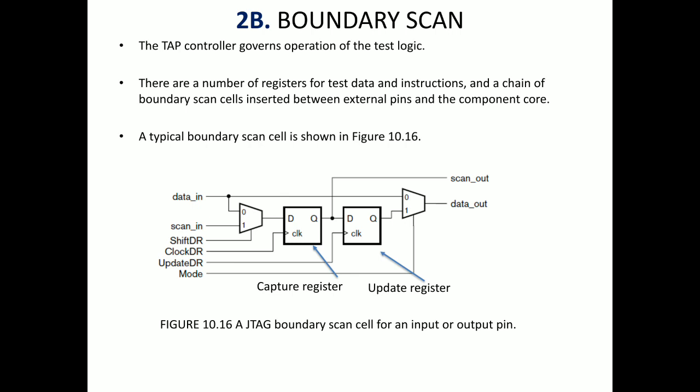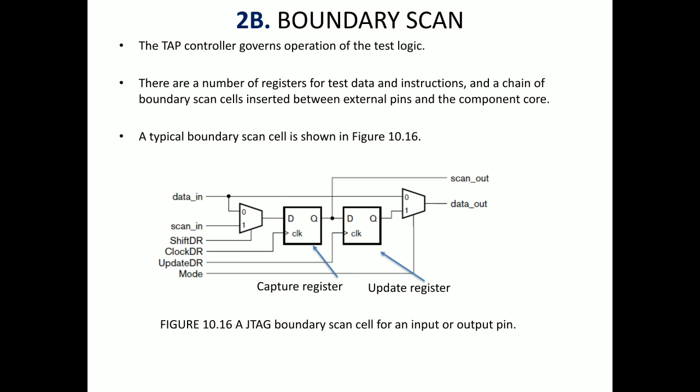This scan flip-flop is used as a pin in the boundary scan technique, in the ICs which are using it. The pin may be an input pin or an output pin. You can see there are two registers: a capture register and an update register. These will work depending upon the operation modes.